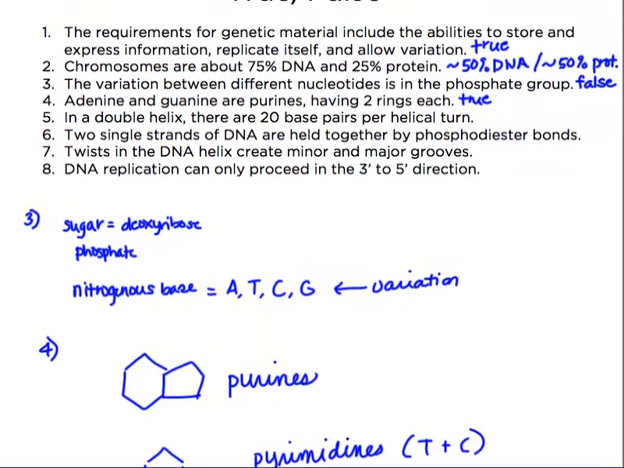5. In a double helix, there are 20 base pairs per helical turn. This is false. And it's just simply memorization that each turn has 10 base pairs per helical turn, or 10 nucleotides. Number 6. 2 single strands of DNA are held together by phosphodiester bonds. Now 6 is another false. The backbone of DNA, which has the sugar and the phosphate group, is held together by phosphodiester bonds. However, 2 single strands of DNA are held together by hydrogen bonds.